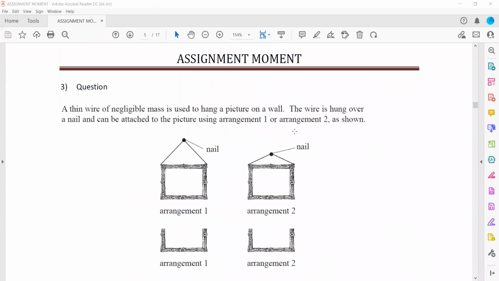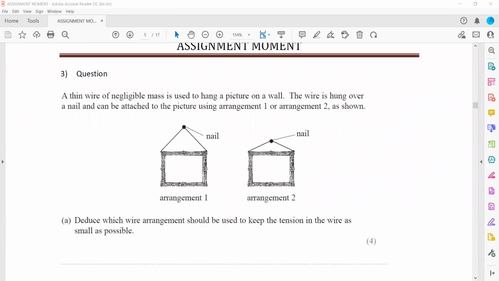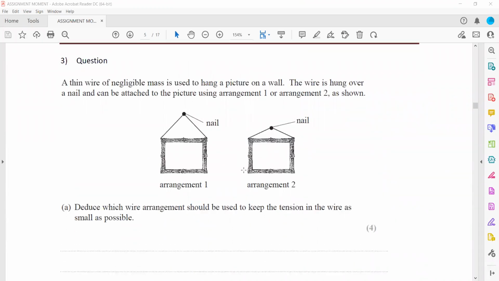First is question number 3, the doubts related to the question. A thin wire of negligible mass is used to hang a picture on a wall. The wire is hung over a nail and can be attached to the picture using arrangement 1 or arrangement 2. Two different arrangements are there, as you can see. Deduce which wire arrangement would be used to keep the tension in the wire as small as possible.